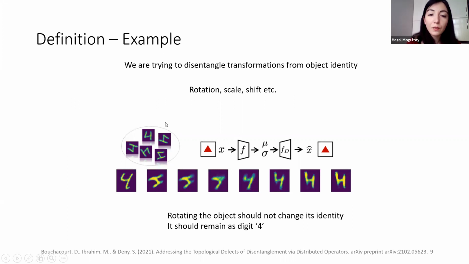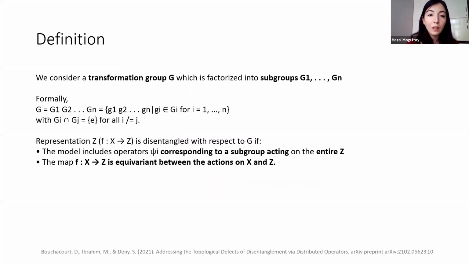Let's assume we are given a data set of digits and we are trying to disentangle transformations from object identity. So if we are given a digit 4, even if we rotate it, the identity, the digit, should not change. So the identity and the rotation should be independently represented. So this is the definition. This is again based on group theory.